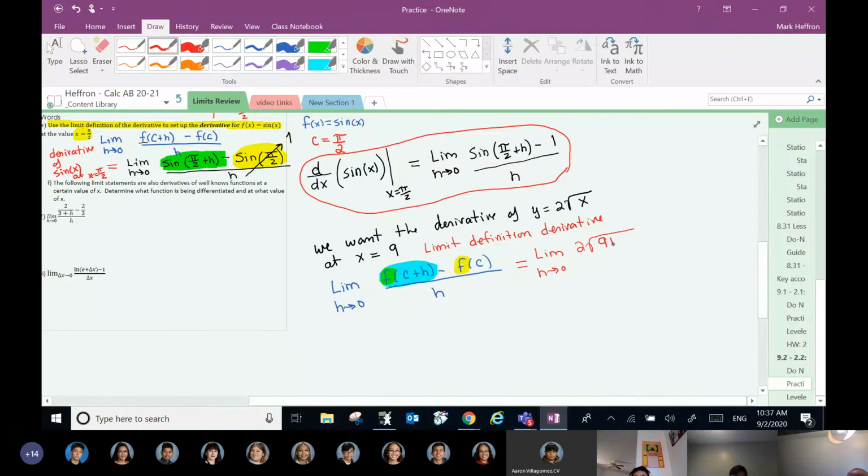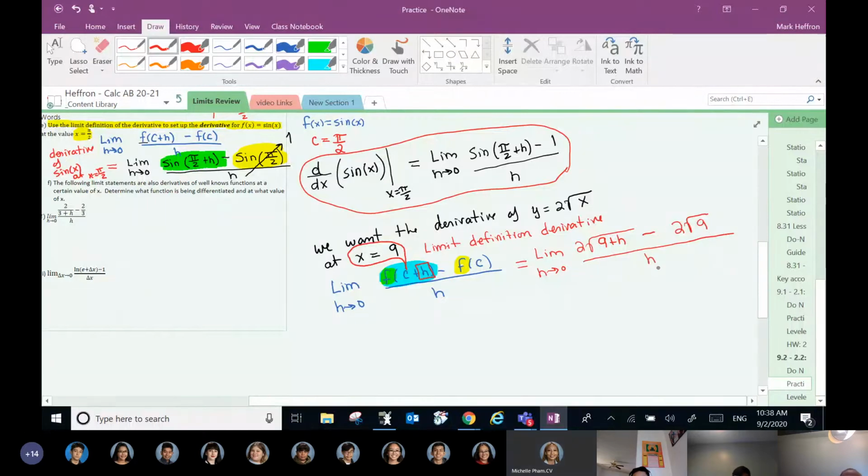How do we know it's 9 plus h? Well, we know it's always plus h, and we know that c is the value that we're trying to find our derivative at. Okay? Minus, what would be the next term, Aaron? 2 square root of 9. Perfect. And then let's see, Michelle, what would be in the denominator? The h. That's an h.